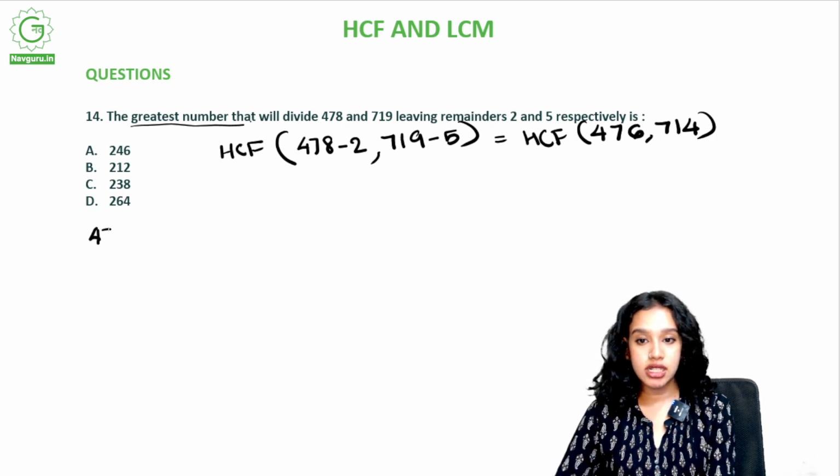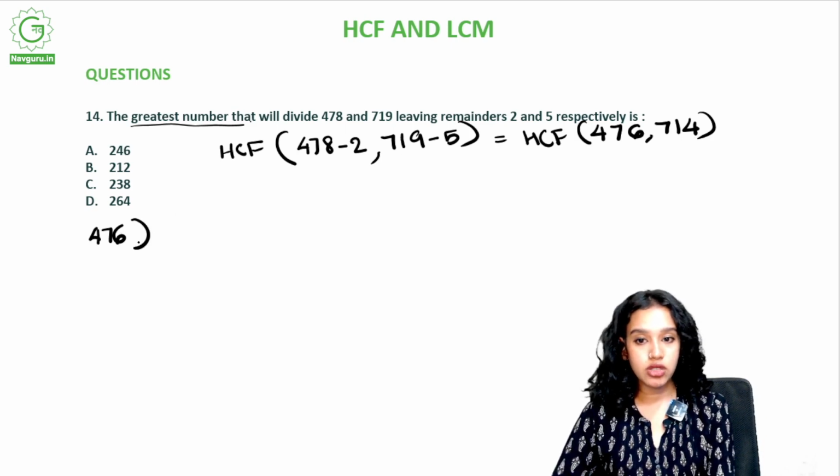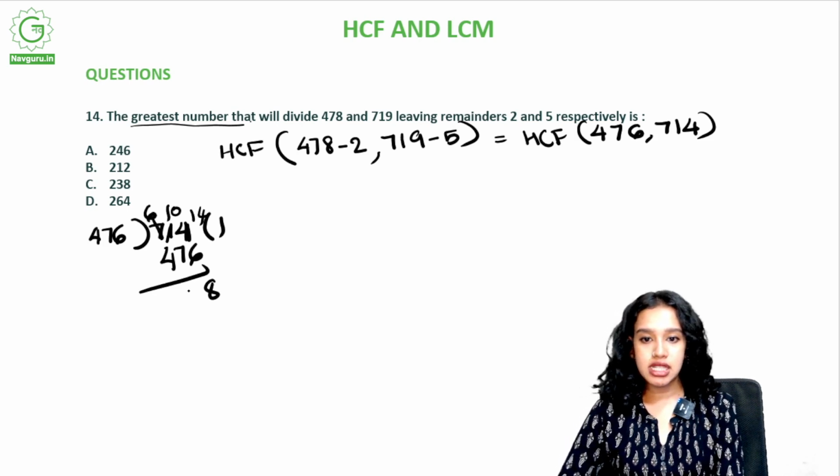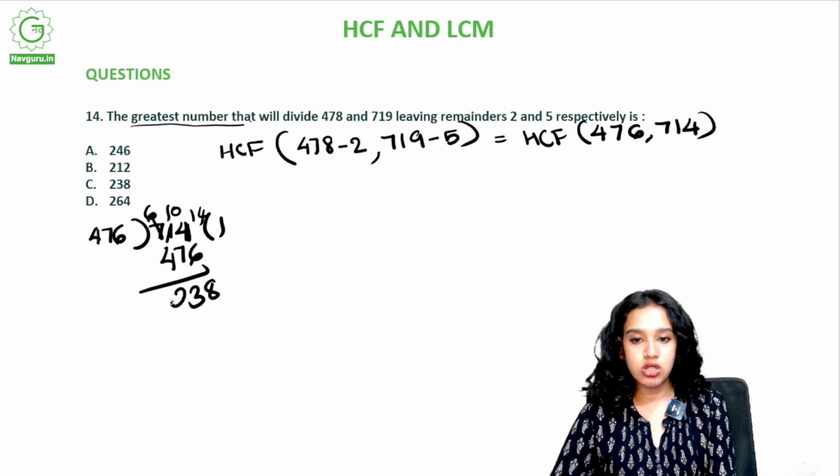Now let's find the HCF of both of these numbers. We have 476 as the smaller number, so we are using it outside, and we have 714. We know that 4 2s are 8, so we'll just do it one time. So we have 476. This becomes 14 and this becomes 0. And 6 plus 8 is 14. We have 10 here and we have 6 here. So 10 minus 7 is 3 and 6 minus 4 is 2.